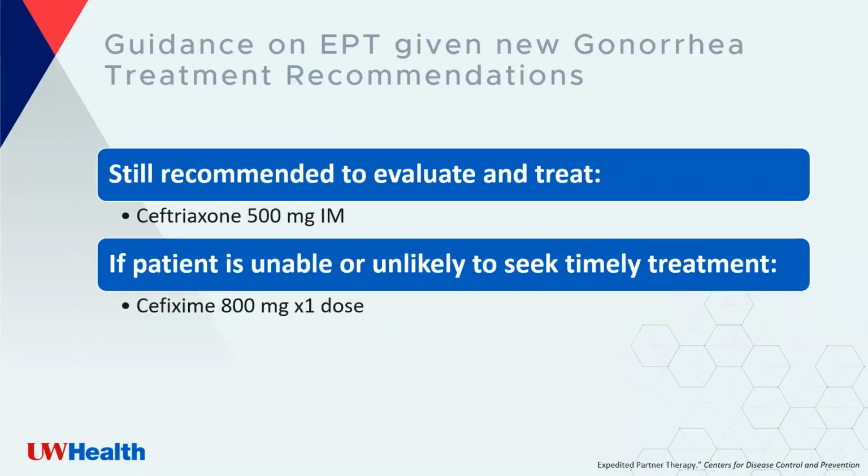So given that EPT has to be an oral medication regimen, that makes it a little complicated given the new gonorrhea treatment recommendations that ceftriaxone 500 milligrams is the go-to agent. For patients diagnosed with gonorrhea, it's recommended that their sexual partner be evaluated by a clinician and receive the ceftriaxone 500 milligram dose. However, if a patient is unable or unlikely to seek timely treatment, in that case, it would be acceptable to prescribe cefixime 800 milligrams as a one-time dose for those patients. We still treat for chlamydia infections in patients diagnosed with gonorrhea if the test result has not been documented.